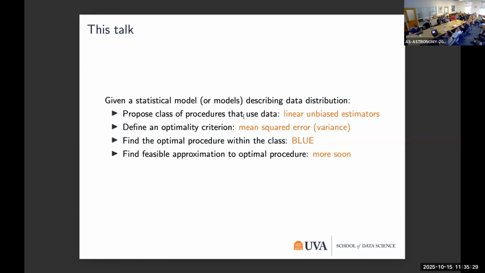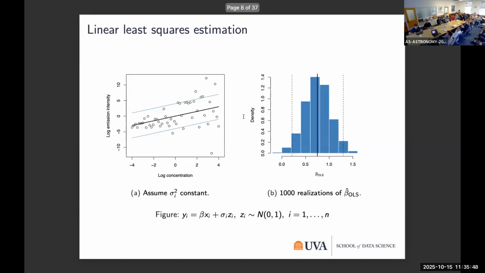The main takeaway here is that we're going to propose one feasible approximation to that best linear unbiased estimate. It's very simple to compute, and it also indicates something interesting about how one should use a collection of spectra, if you're lucky enough to have them.